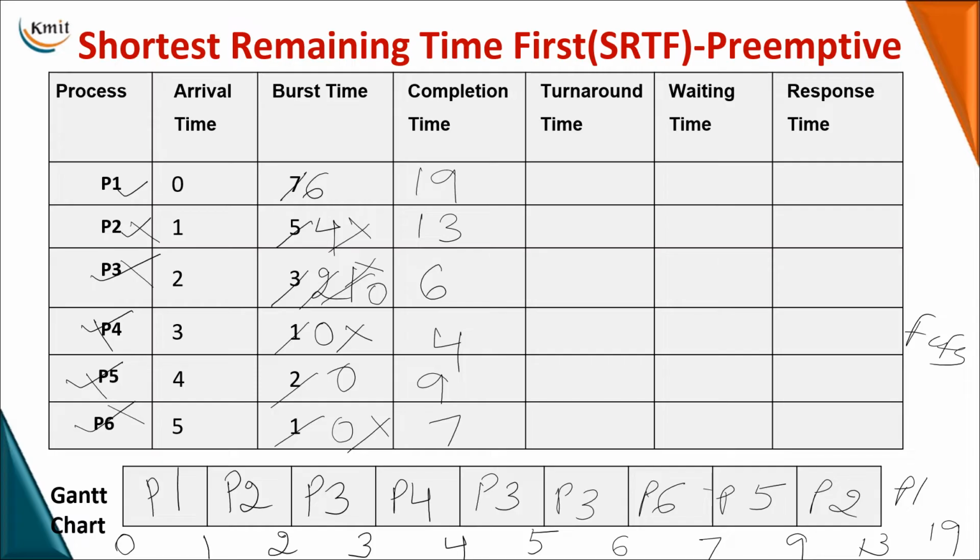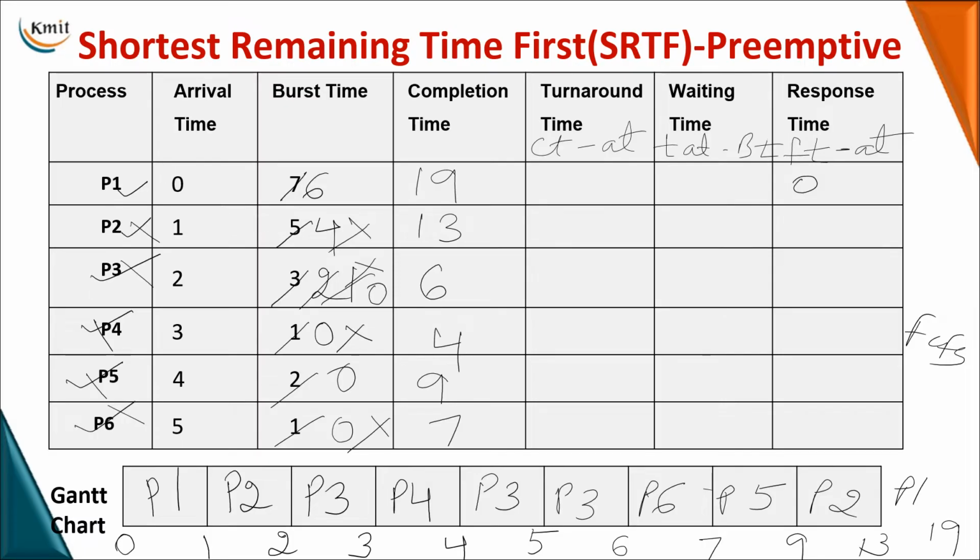And you know how to calculate your turnaround time. Turnaround time is nothing but your completion time minus your arrival time, whereas waiting time is nothing but your turnaround time minus your burst time. And when you go for non-preemptive, I told you very clearly waiting time and response time would be the same. But coming to the preemptive version of it, the value will not be the same. So response time is nothing but your first response minus your arrival time. Now when I go for P1, when did P1 get the first response? At 0. So this is 0.